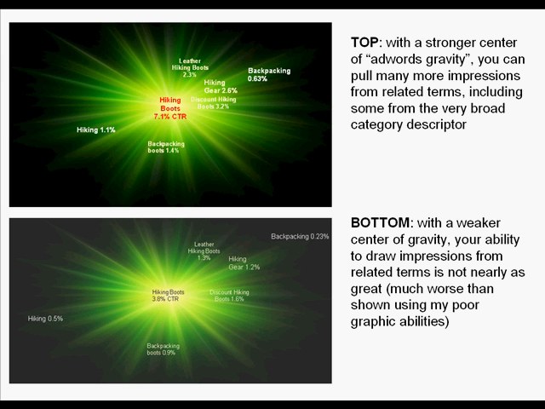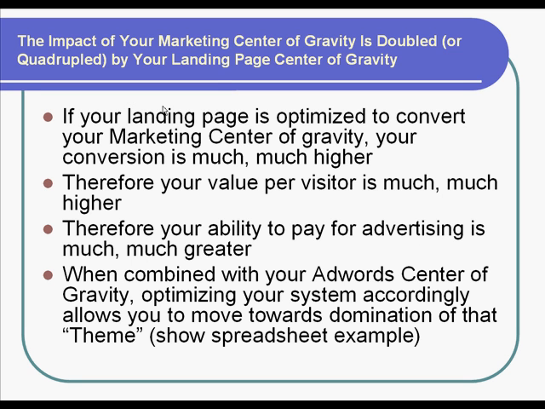I'm talking about the top situation over here where you have a higher and stronger center of gravity. With that, your value per visitor is higher, you're selling more, and your ability to pay for advertising is much, much greater. So not only is Google willing to give you more impressions, but now your ability to bid towards the top and pay for those impressions and take all the traffic that's available is greater. And when you can do that, Google increases your impression share again because they say, okay, this guy knows what he's doing. So there's an exponential effect of combining your center of gravity and optimizing your whole system to move towards the domination of that theme.